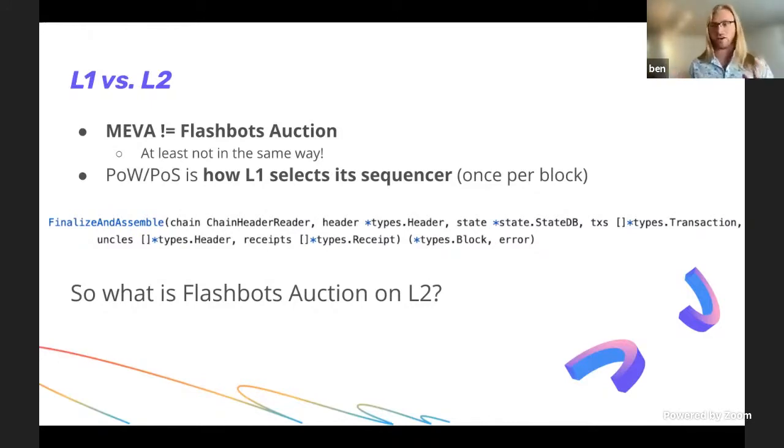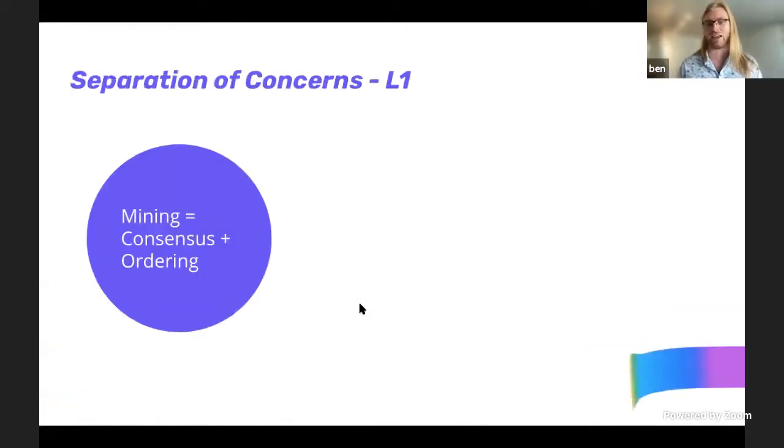Obviously, we have MEV auctions in some effect taking place with Flashbots right now, but this did not require a fork of the L1. It didn't require a change of protocol. We still have miners that are finalizing and assembling these blocks and continuing the chain. And yet we still somehow have these auctions going on as well. So what does that mean? Why is that? Really, the answer is that we're just further separating concerns.